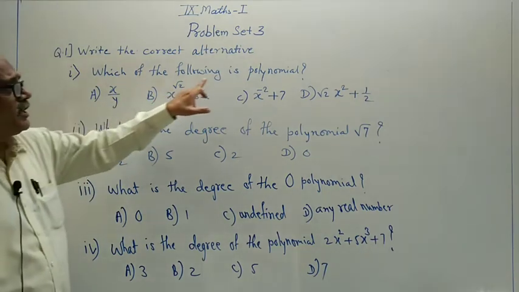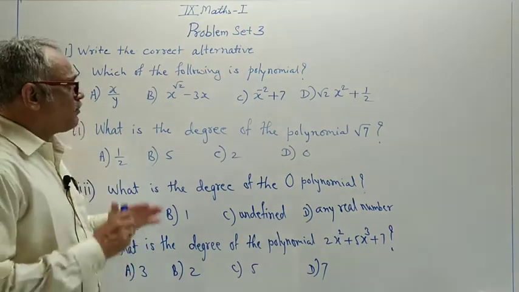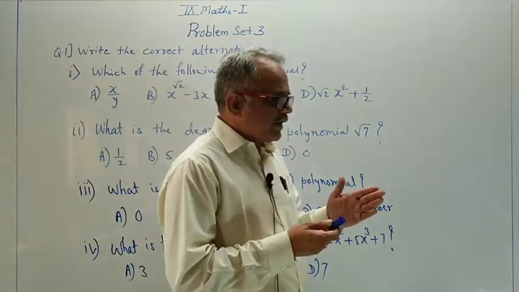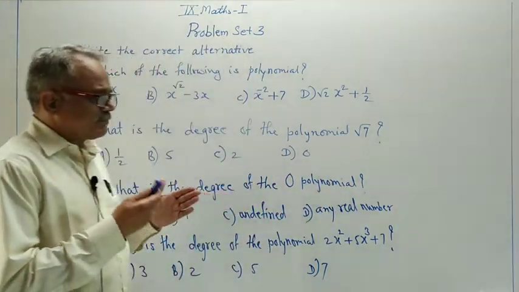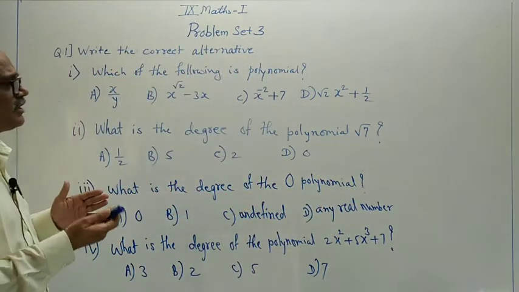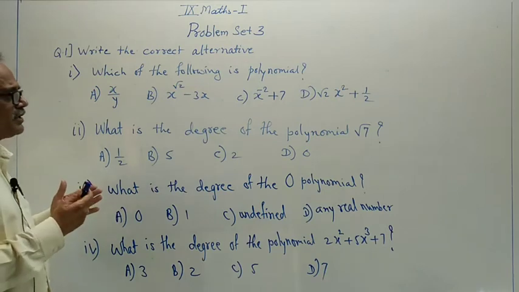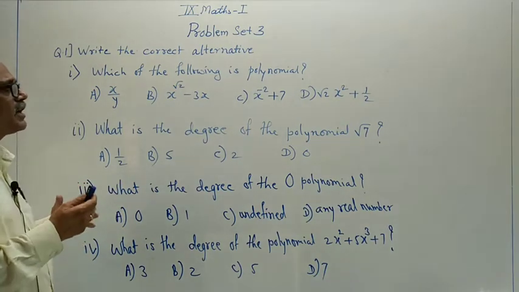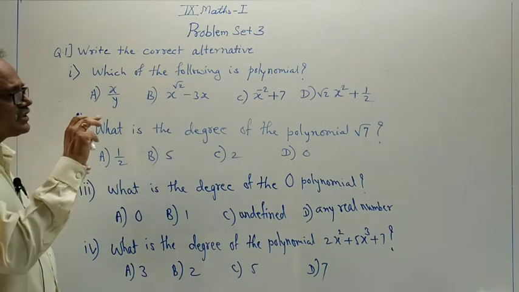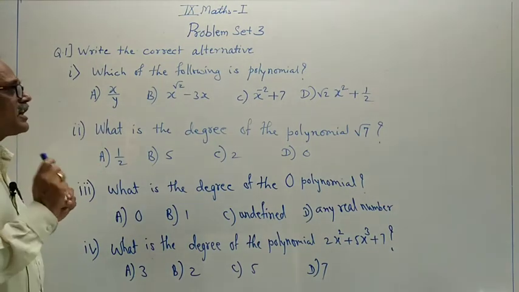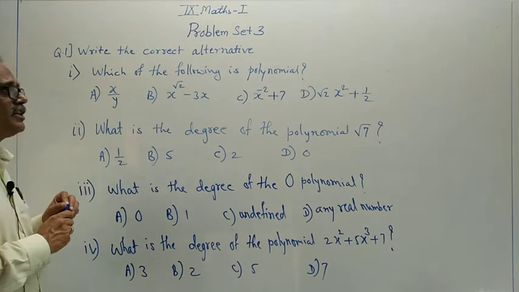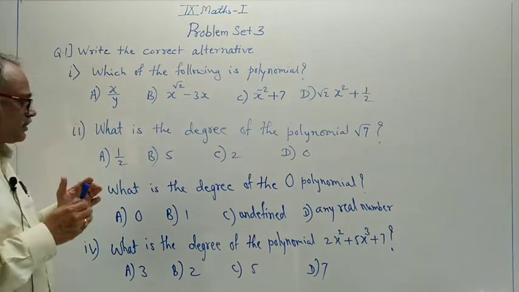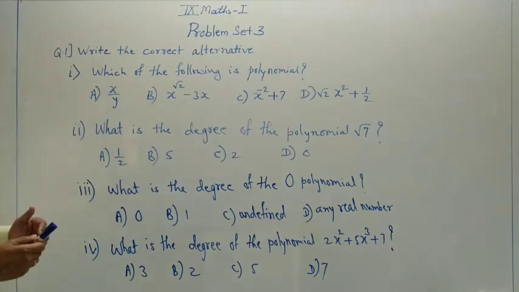Which of the following is a polynomial? Polynomial means what? A polynomial is written in the form a1 x raised to n plus a2 x raised to n minus 1 plus a3 x raised to n minus 2, etcetera, where those indices are non-negative integers, and there should not be a negative integer.